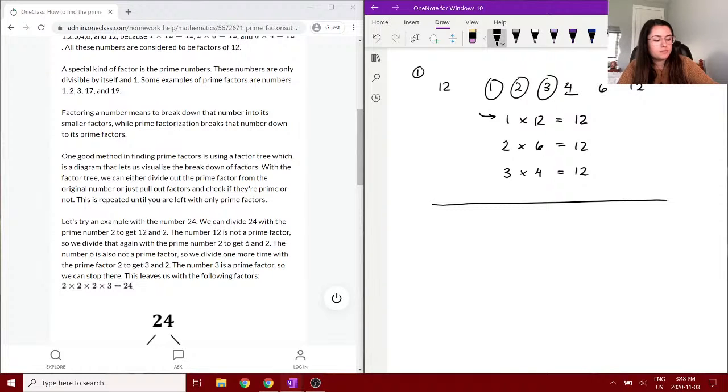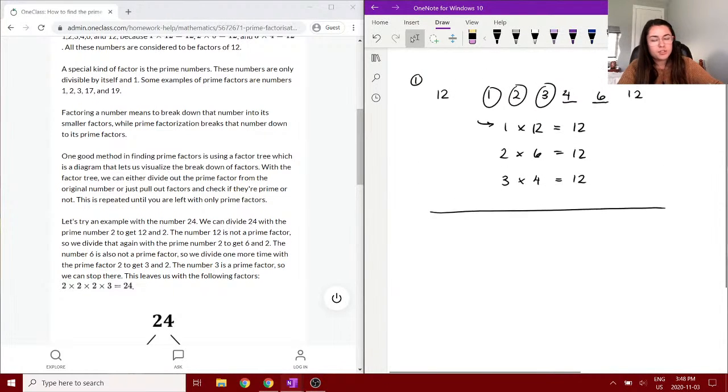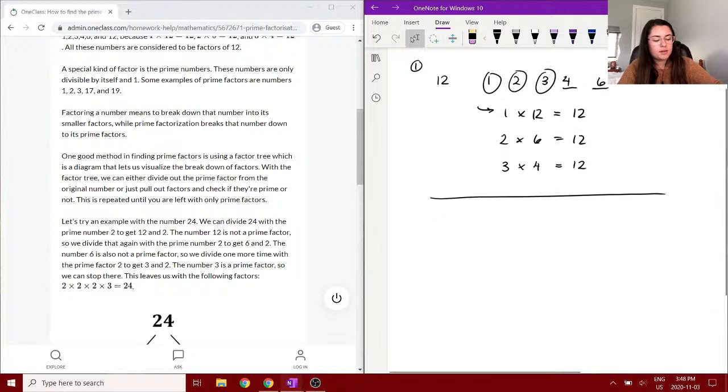4 can be divided further into 2 times 2, so just 2. And 6 can be divided further into other factors. But 1, 2, and 3 are no longer divisible by anything, or you cannot get them without multiplying themselves by 1. So 2 times 1 is 2, and 3 times 1 is 3, and those are the only factors.